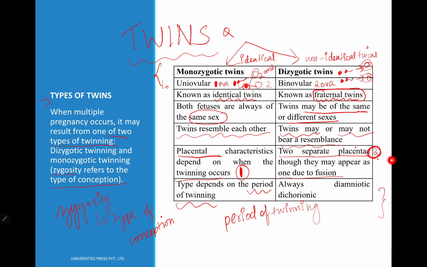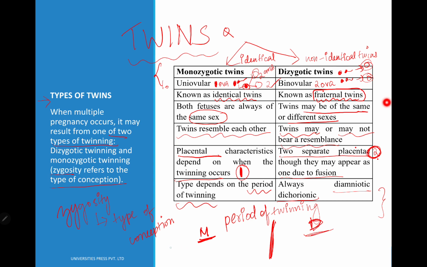Monozygotic twins, the type depends upon the period of twinning, whereas dizygotic twins always are going to be diamniotic, dichorionic. This is an important point to be remembered. In short, if I have to revise it, monozygotic twins are uniovular twins, whereas dizygotic twins are binovular twins, which means this is monozygotic twins, this is dizygotic twins.